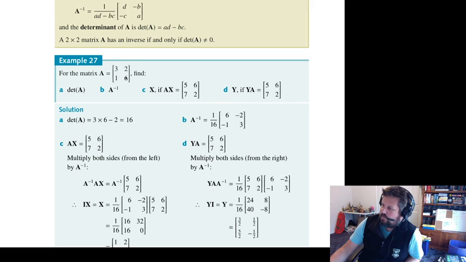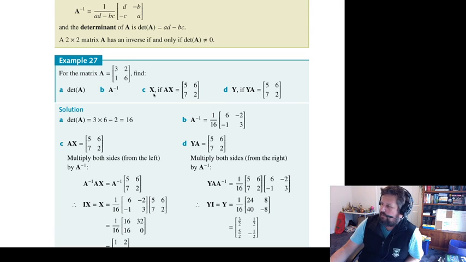So these swap around, the 3 and the 6 swap positions, the A and D have swapped, and also the signs change on the B and the C values. So that was positive here, so it becomes negative, and likewise this was positive, it becomes negative. Cool, we found the inverse there.